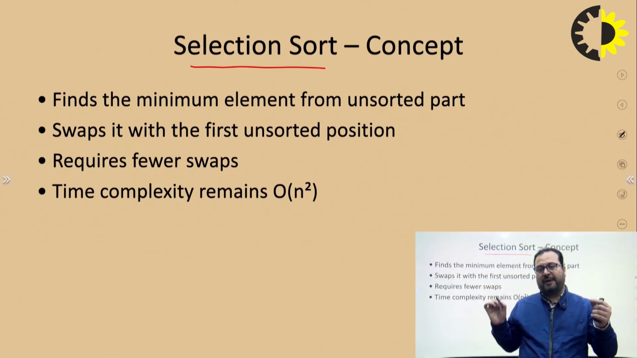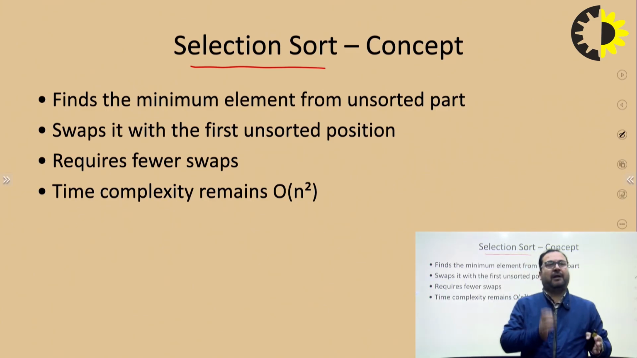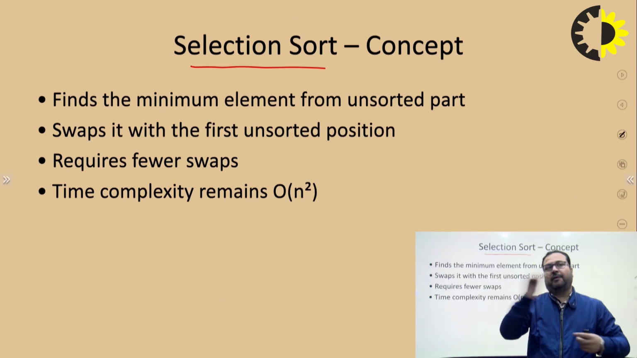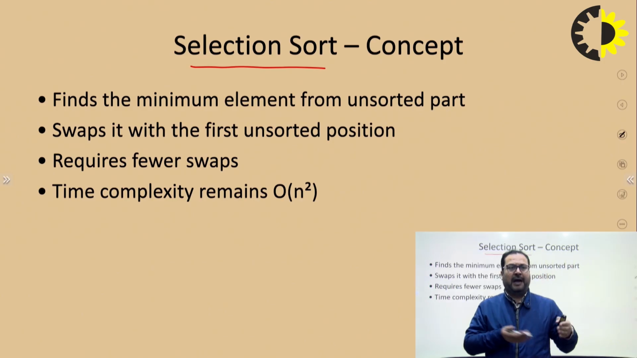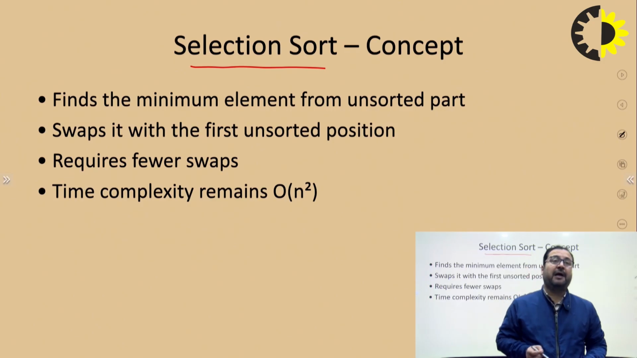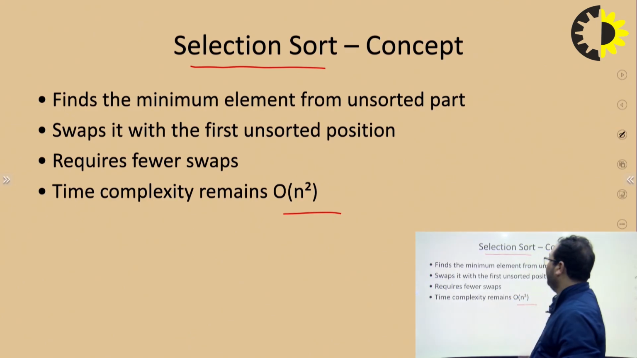We simply swap it with the first element. So the minimum will come at the first position, and the first element will come to where the minimum was in the list. Then we get the minimum at the first position. Again we will have a list of n minus 1 elements which is not sorted. In that n minus 1, we again find the minimum and swap with the second element, and so on. This is the method. It will also take order of n square.